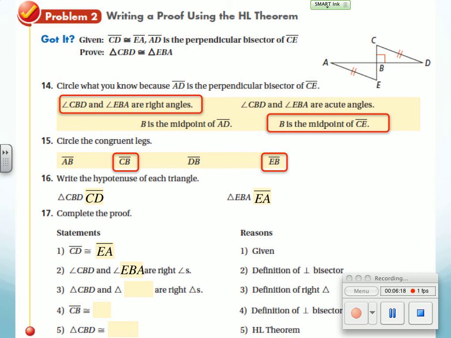CD is congruent to EA, because that's given. Angle CBD and angle AEBA are right angles. That's the definition of a perpendicular bisector. And so triangles CBD and EBA are right triangles, and that's the definition of a right triangle. So segment CB is congruent to segment EB. Again, that's the definition of perpendicular bisector. So we finally know, because we have a hypotenuse and a leg, we can say that triangle CBD is congruent to triangle EBA.